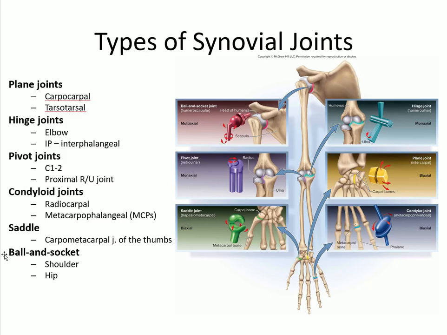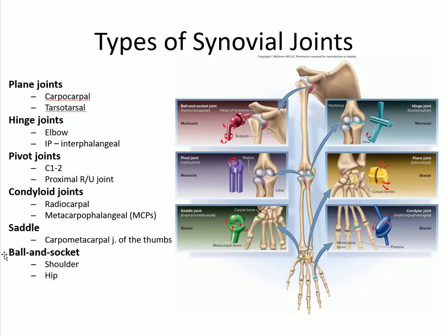Okay, so different types of synovial joints. So we have plane joints. Those are going to be flat and slide past each other. So these include carpocarpal joints and tarsotarsal joints.